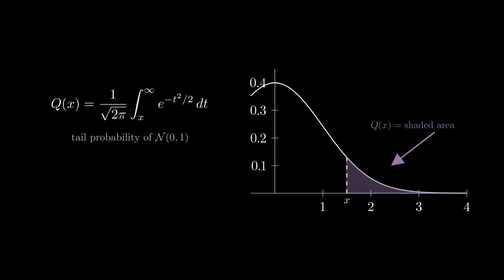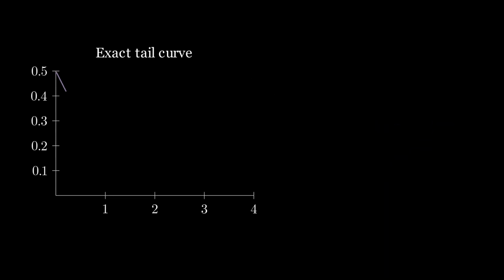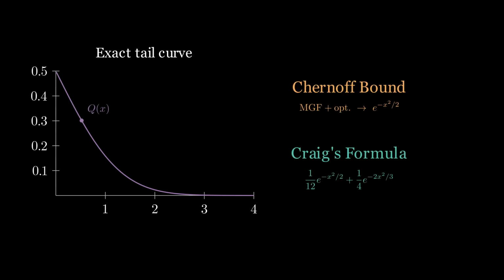Since this integral has no closed form, practical analysis demands tractable approximations. Two fundamentally different strategies exist for bounding Q of x. The Chernoff bound exploits a key insight. While the Gaussian tail integral has no closed form, its moment-generating function, E of e to the sZ, equals e to the s squared over 2, computable in closed form. Minimizing the resulting exponential bound over the free parameter s yields a tight upper bound.